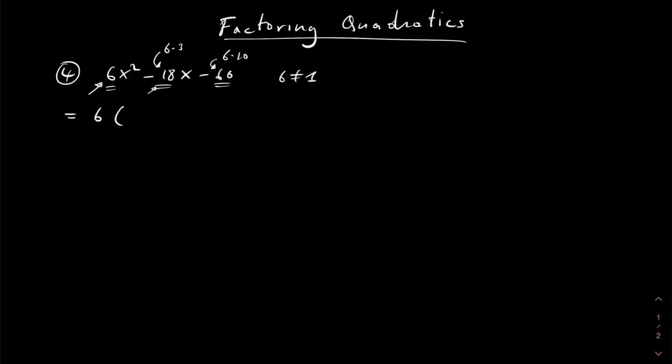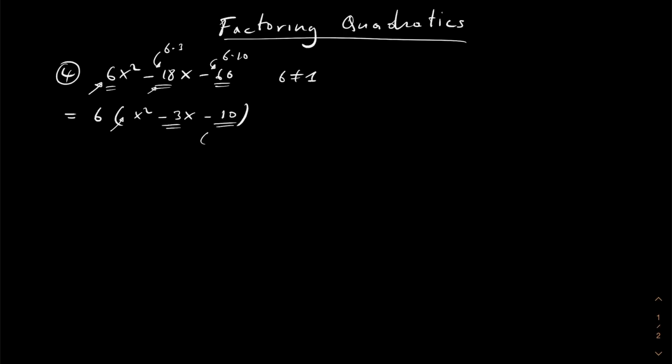So if I put a 6 here on the side, open my big parenthesis, I'm going to have x squared, and then if I take 6 from 18, it's going to be left 3. And then if I take 6 from 60 here, I'm going to be left with 10. Remember, we're dividing here. And so now what I have in the parentheses looks just like the one that I had before, where the number in front of my x squared is 1. So I can just go back and do the same thing as before, where I can look for two numbers that add up to negative 3, and then multiply to negative 10.